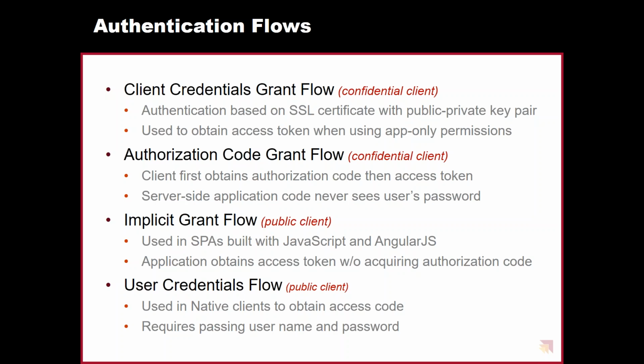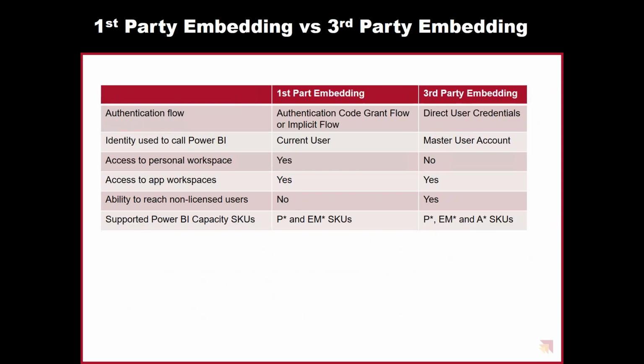So when you do first-party embedding, you're going to be able to use authorization code grant flow or implicit grant flow. Unfortunately, with third-party embedding, you have to use user credentials flow. And I say unfortunate because the messaging from the identity team in Microsoft that creates Azure Active Directory is that user credentials flow is only there for legacy applications, but unfortunately, it's what we use. And we'll see some examples of why it could be better in just a second. But let me just kind of finish with this.